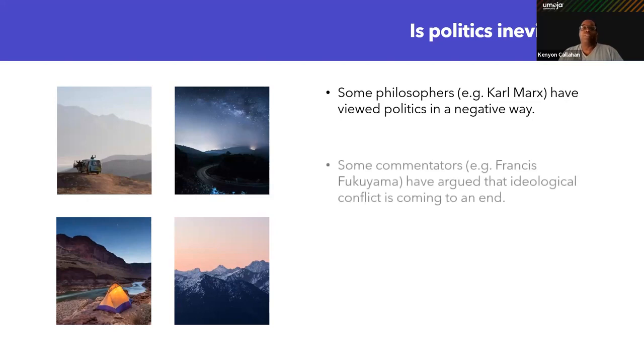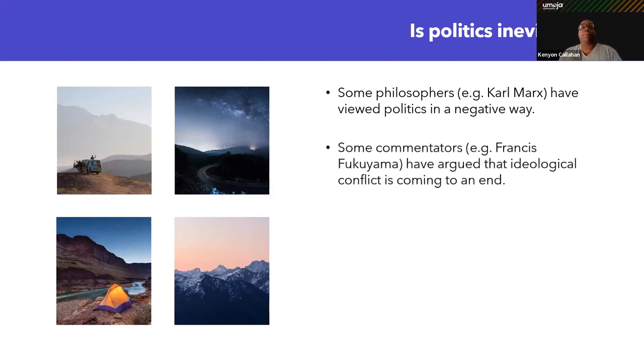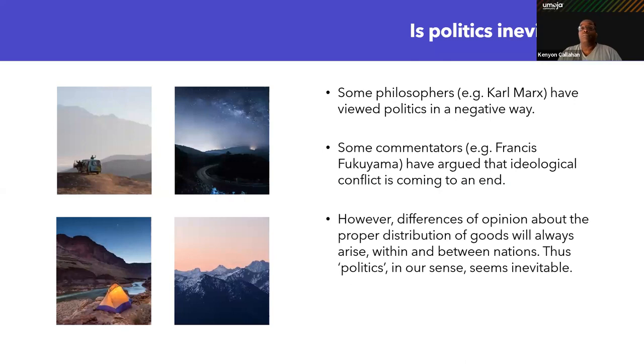There's never going to be a perfect solution to anything in politics. Some commentators like Francis Fukuyama have argued that ideological conflict is coming to an end. So he believes that there's going to be some kind of great war, or at some point all this will come to an end, and it probably won't end very well for all of us. However, differences of opinion about proper distribution of goods will always arise within and between nations. So thus politics in our sense seems inevitable.